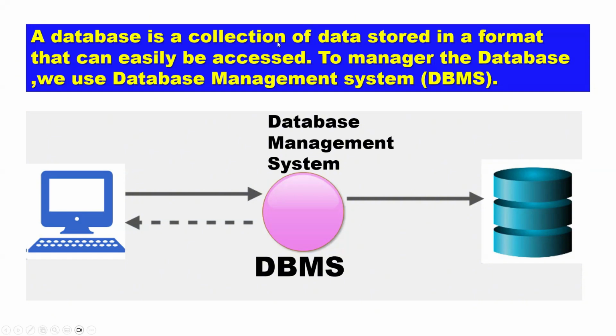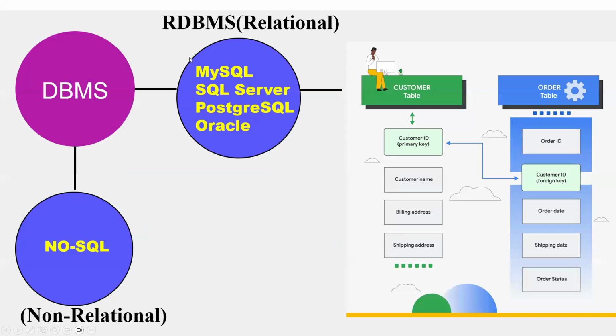A database is a collection of data that can be easily accessed and managed. To handle and interact with databases, we use a database management system, or DBMS. Database management systems can be classified into two main types, relational and non-relational. Relational database management systems, RDBMS, include MySQL, SQL Server, PostgreSQL, Oracle, etc. These systems use a similar syntax and rely on primary keys and foreign keys to establish relationships between tables.